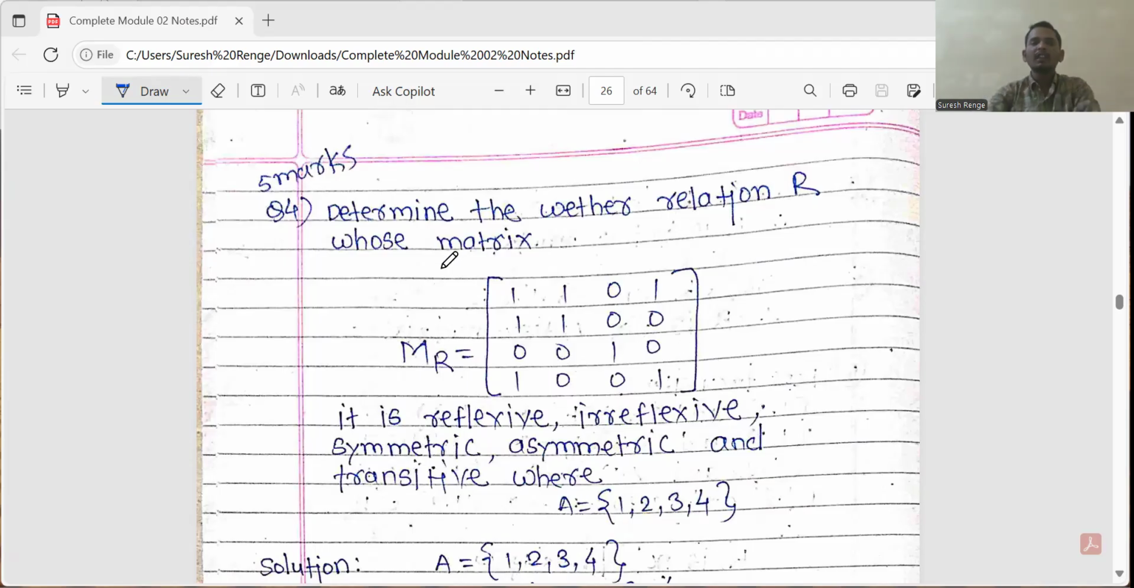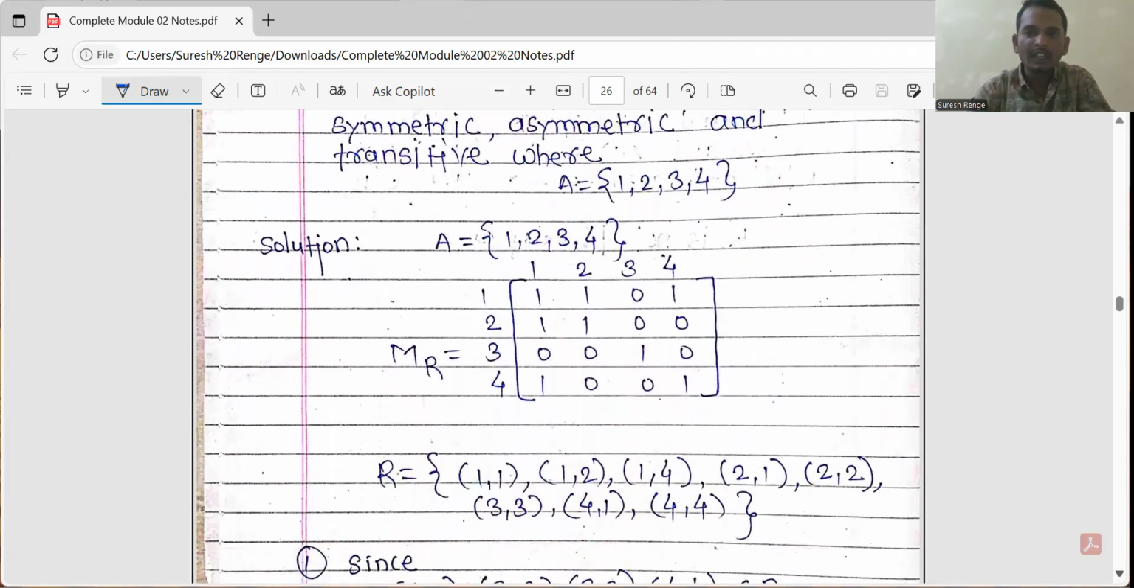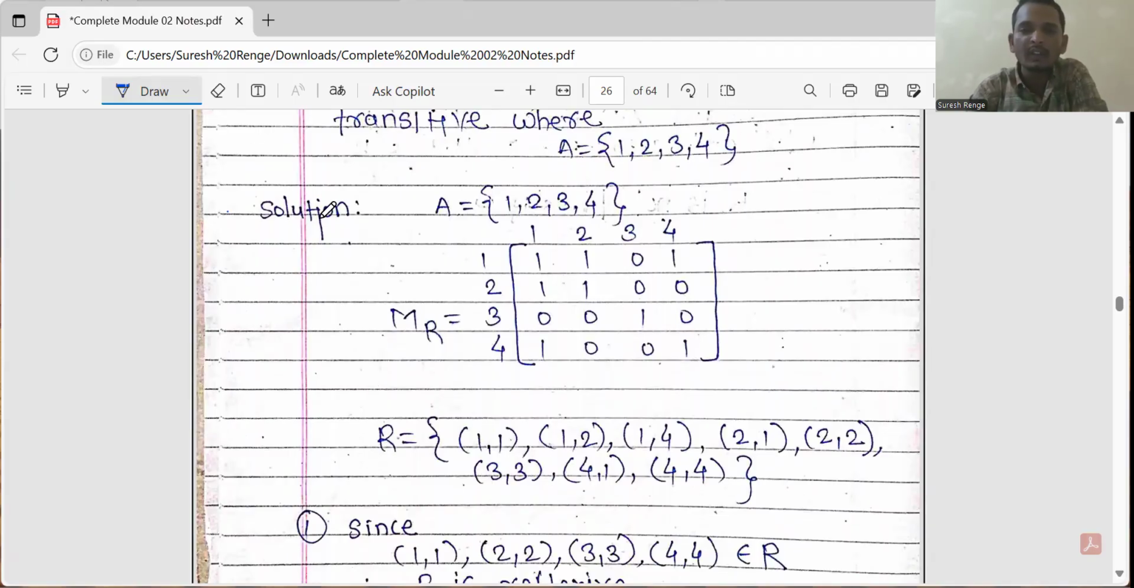It means the question gives the matrix representation of a relation and is asking us to check whether the relation is reflexive or not, irreflexive or not, symmetric or not, asymmetric or not, and transitive or not. We want to check this further. In this lecture we are starting to discuss these relations, and to write down the solution for the given question.